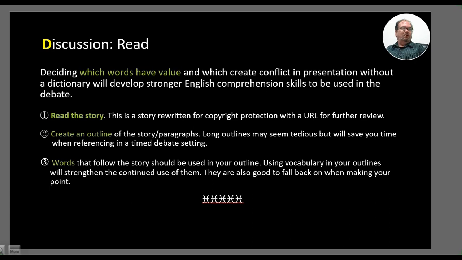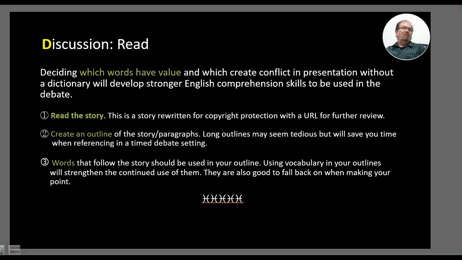Step 2 is create an outline. Now, I have made the story, and your outline can include the URL story as well, the original, and you're going to put things into paragraphs, but just key ideas, not write the paragraph. What's the key idea? 1 word, 2 words. Long outlines seem tedious, tiring and hard. But if you make a longer, more detailed outline, it will save you time. And when you want to find that little bit of information, you will find it.